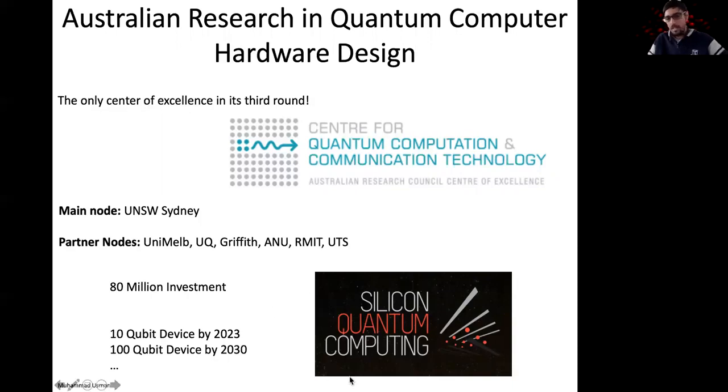Recently, a silicon quantum computing company has come out of this centre with a generous 80 million investment. The target is that this company will be able to make 10 qubit devices by 2023, and then 100 qubit devices by 2030. So this is the kind of scalability we are targeting.